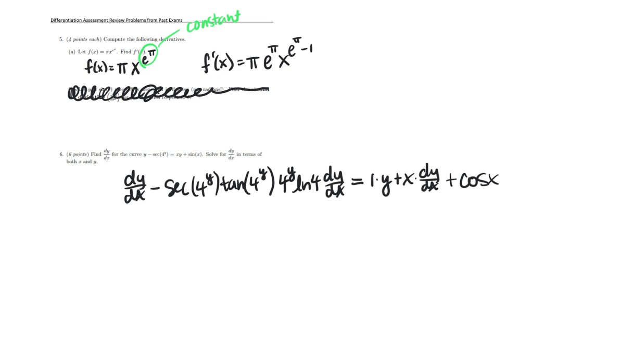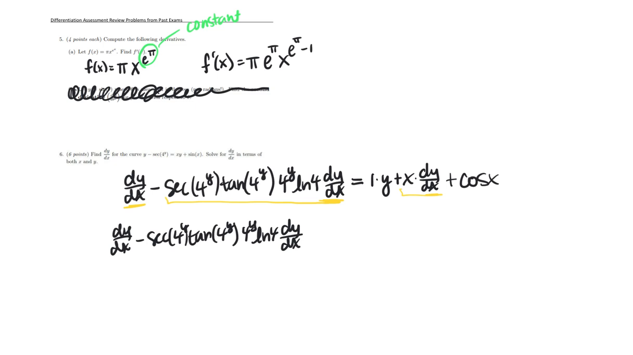Okay, this is a lot to look at, so let's underline the terms that have a dy dx in them. So this one has a dy dx, this term has a dy dx, this term has a dy dx. So the terms with dy dx I'll get over on the left, and the terms that don't have a dy dx I'll keep on the right side. So I'll have dy dx minus secant of 4 to the y, tangent of 4 to the y, 4 to the y, natural log 4, dy dx, and then minus x dy dx equals y plus cosine x.